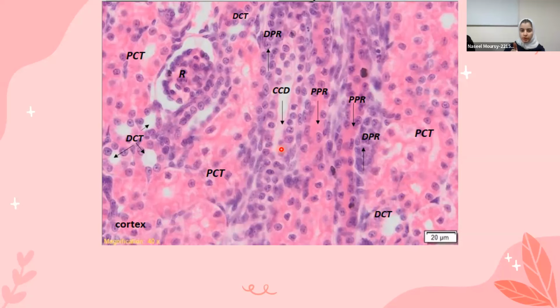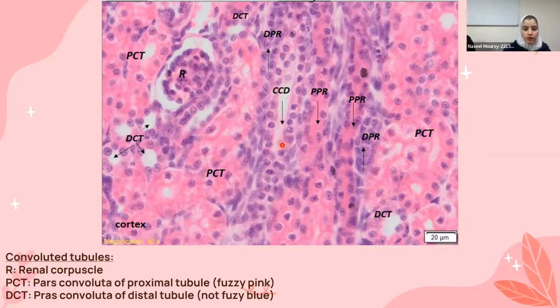Collecting ducts. Good job. If you look at it, you can actually see a space in the middle. This shows that it's kind of thick. It's wider than the rest. And we know that the collecting duct is bigger or wider than the other tubules because it's collecting all the urine, right? So yeah, good job, you guys.